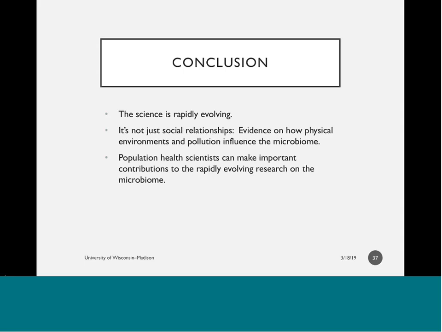A bigger picture point, too, is I wanted to just emphasize again that it's not just about social relationships. I wanted to walk through a specific empirical example, but there really is some evidence, for example, on how physical environments, neighborhoods, housing, and pollution might influence the gut microbiome. And population health scientists are really very well positioned to help explore those questions. We already have a load of existing data that can be added to help further explore those kinds of questions.